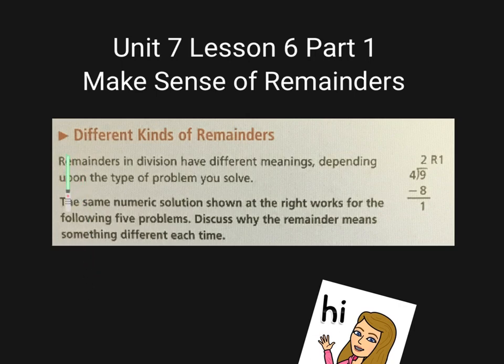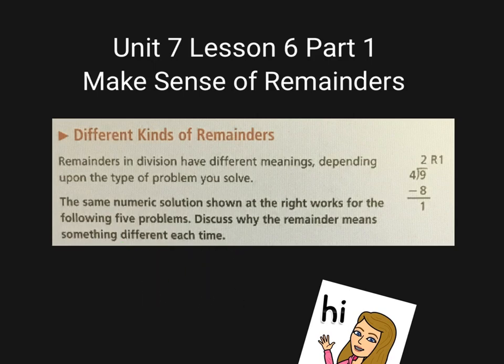So I'm just going to read through this information because it is important. It says different kinds of remainders. Remainders in division have different meanings depending upon the type of problem you solve. The same numeric solution shown at the right works for the following 5 problems. Discuss why the remainder means something different each time.